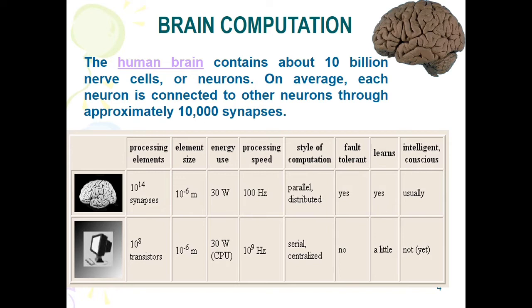Here is the style of computation. This is the major part where parallel and distributed processing takes place in the human brain, whereas in computers it is serial and centralized, that is the data is processed one by one. Fault tolerance is present in the human brain, but in an artificial or computing system there is no fault tolerance. The learning capability is also more advanced in the human brain, but only a little in artificial neural networks. Intelligent consciousness happens with the help of the human brain, but it is not like that in an artificial network.